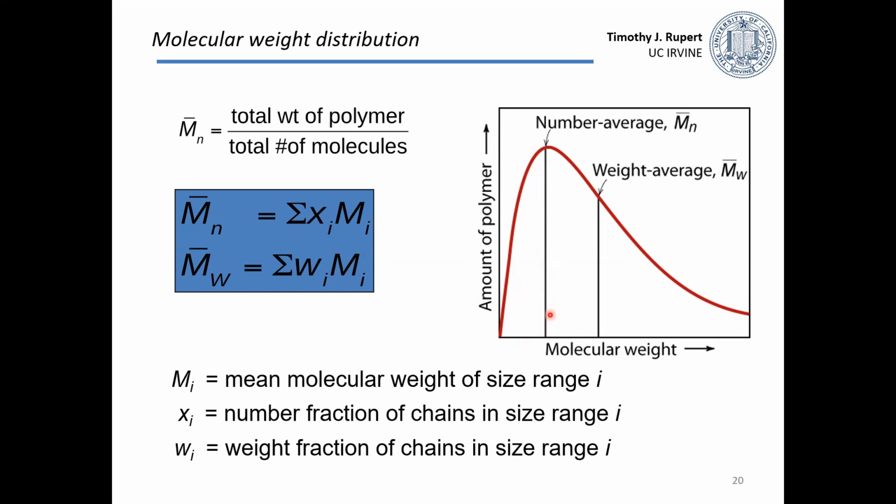Because we have this distribution shown in red, we have to think a little bit about how we describe the molecular weight of a polymer. You'll commonly see it done in two different ways. You'll see either the number average or the weight average. The basic idea here is we just count all of these as equal contributions.